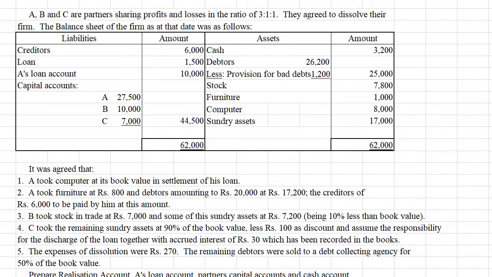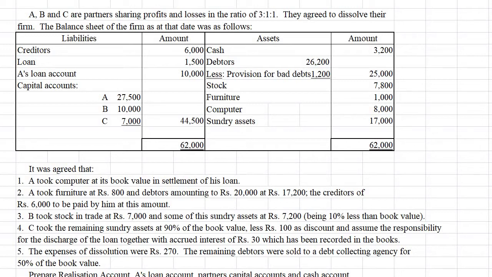Creditors, loan is there, then partners' loan is there. Other assets and liabilities are also given. Then it is given that it was agreed that A took over the computer at its book value in settlement of his loan. His loan was 10,000 and for that he took over the computer. Computer's value is 8,000. So by settling his loan we will get a profit of 2,000.